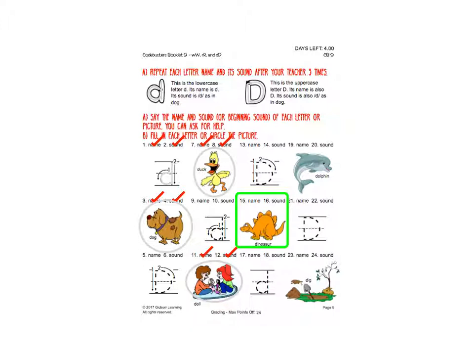This is a picture of dinosaur. The beginning sound is D. And now we can circle it. This is a picture of dolphin. The beginning sound is D. And now we can circle it. This is a picture of dig. The beginning sound is D. And now you can circle it.